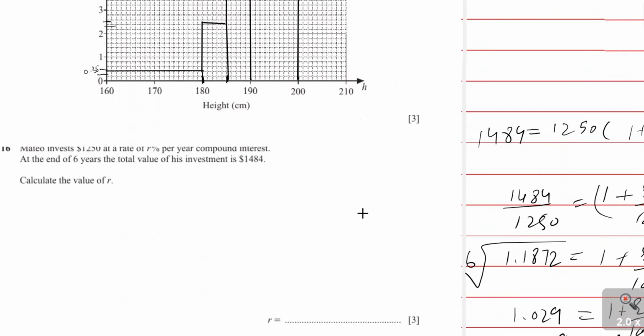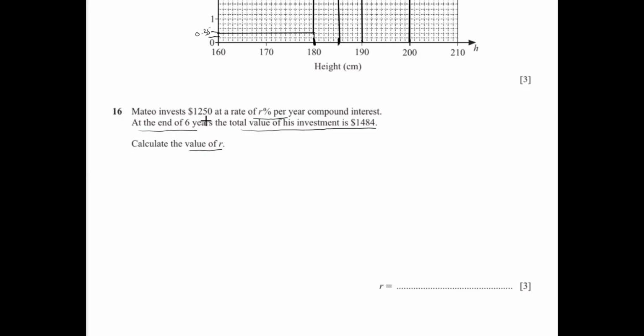Next, question number 16. Matthew invests 1250 at a rate of R% per year compound interest. At the end of 6 years, the total value of the investment is 1484. Calculate the value of R. To calculate the value of R, we will use the formula of compound interest, that's A equal to P into 1 plus R over 100 whole power T. Here A is the amount after T years and P is the investment amount.